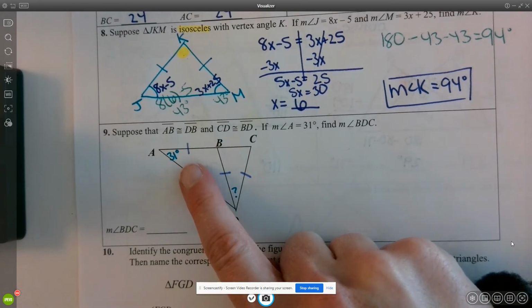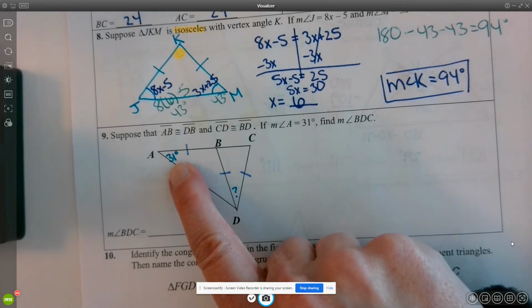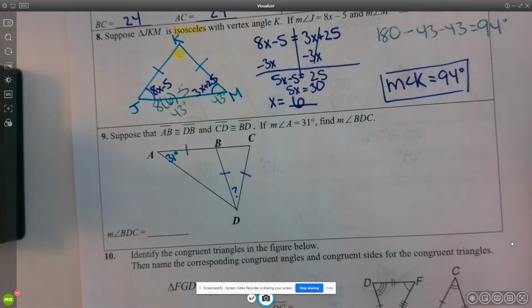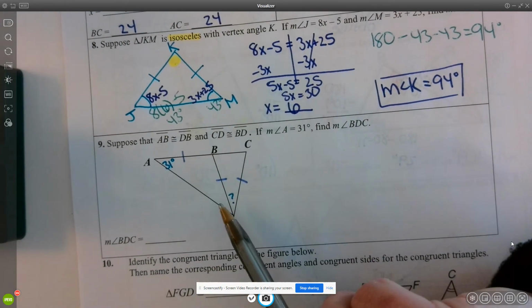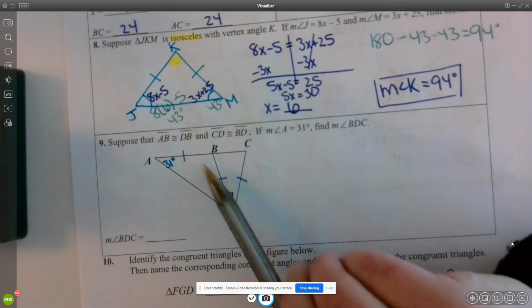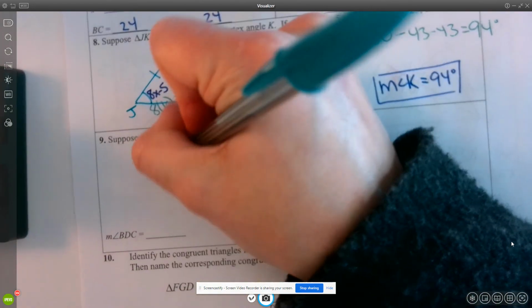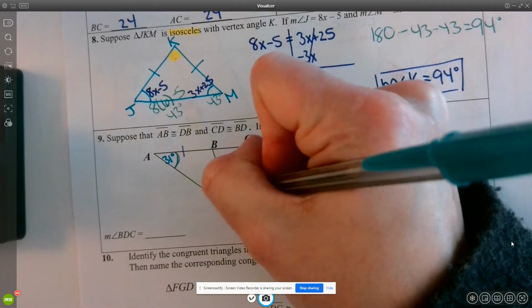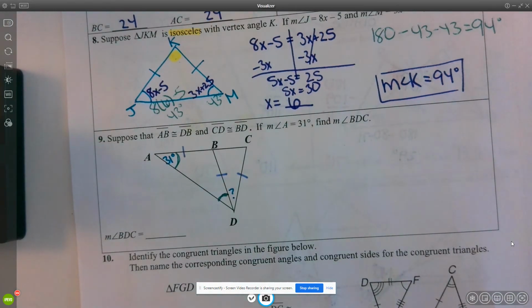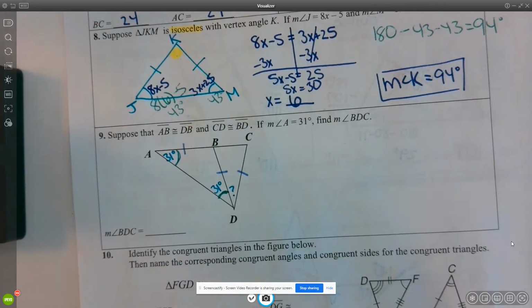I'm first going to be working with this isosceles triangle since I know one of the angle measures in this triangle. If I think about my angles in this isosceles triangle, if these are the 2 congruent legs, this is the base, meaning angle A and angle ADB must be the congruent base angles. So if angle A is 31 degrees, the measure of angle ADB is also 31 degrees.